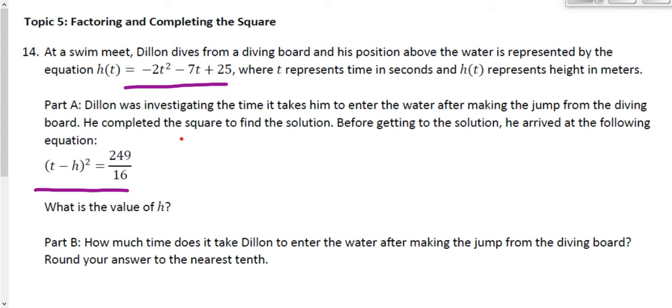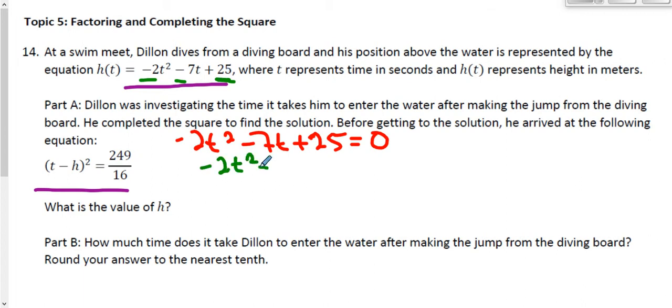So right now we have negative 2t squared minus 7t plus 25. We're going to make this equation equal to 0, just so we have somewhere to move our values when we have to do our moving steps. And c is the third value. We have a in front of t squared, b in front of t, and c is the value by itself. So we're going to move that to the opposite side of the equation by subtracting 25 from both sides. So negative 2t squared minus 7t, and we're going to subtract 25 from both sides, so it's going to equal negative 25.